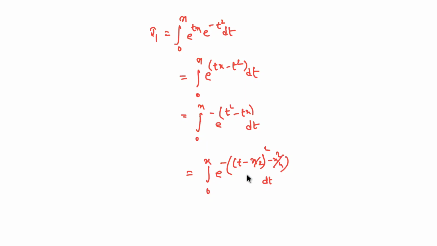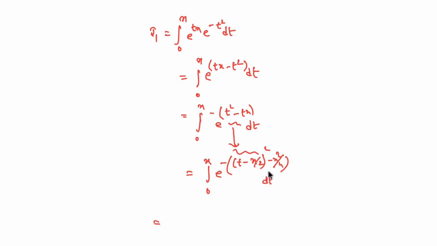So this one I can write in this form, right? T square plus x square by 4 minus t square plus x square by 4 minus tx minus x square by 4. So this is nothing but this. So I have written it in this form. That's it. So now this is basically nothing but e power.